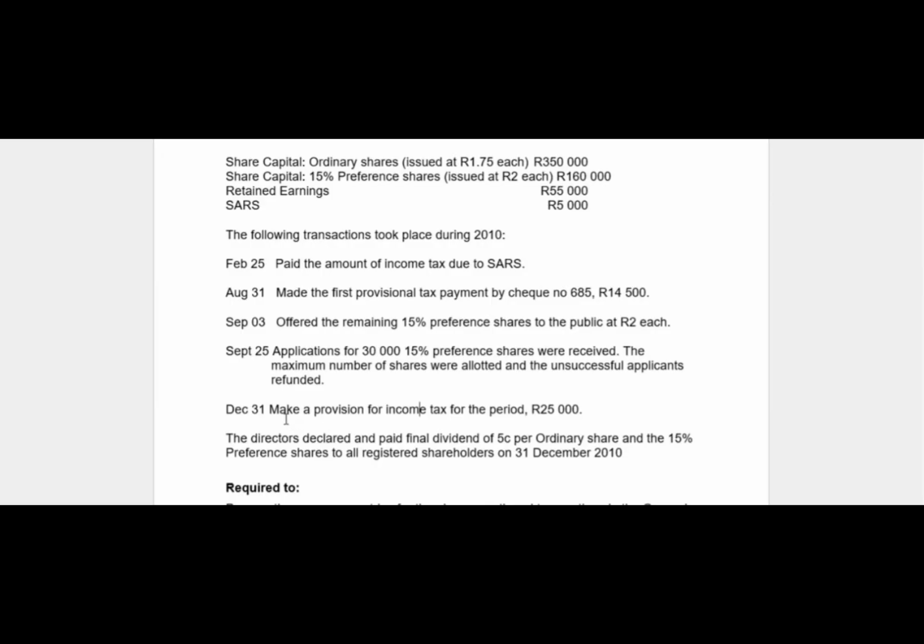The next transaction says that on the 31st of December, make a provision for income tax for the period. Here you did not pay tax, you made a provision, meaning you are owing SARS 25,000. So when you owe SARS, you debit. Let's go and record this one quickly.